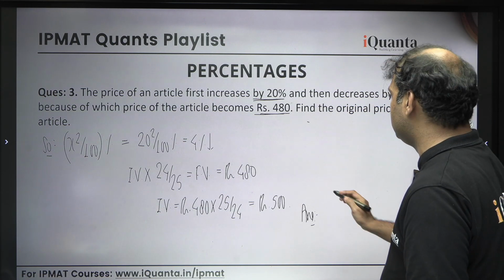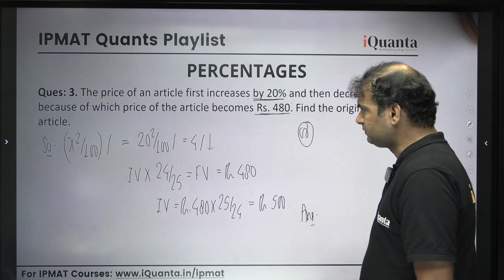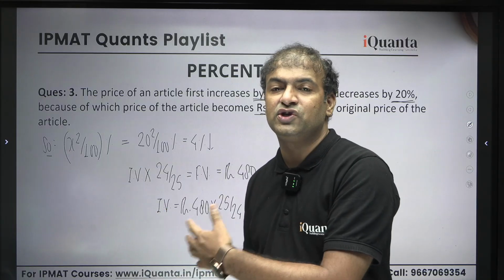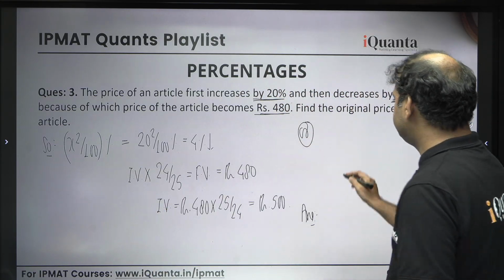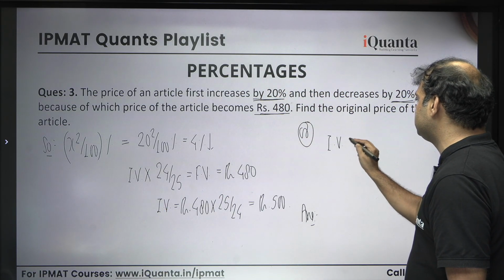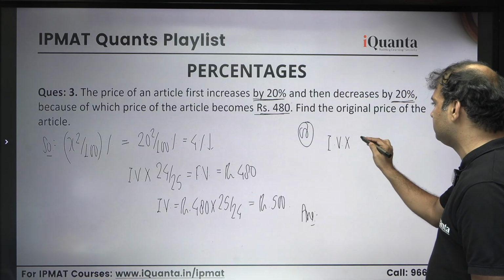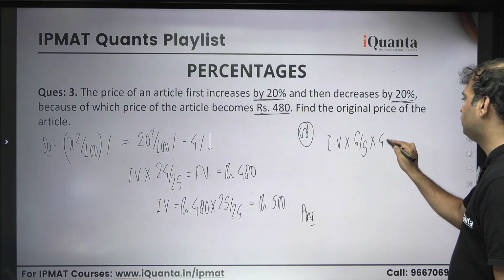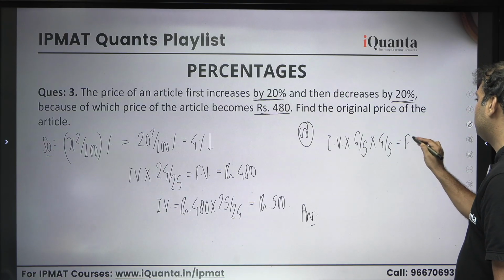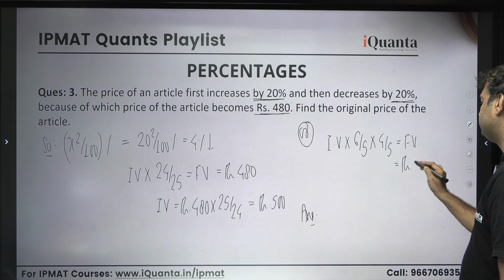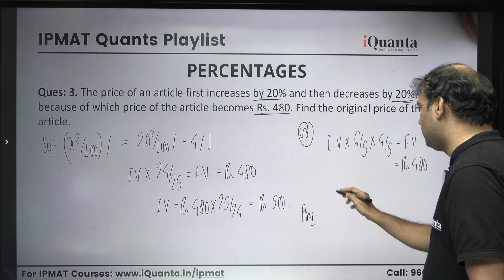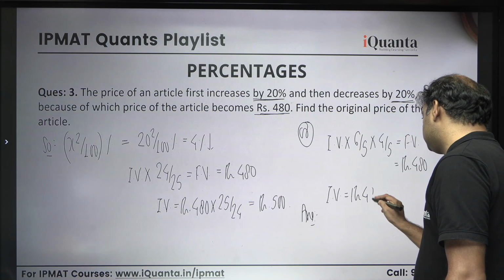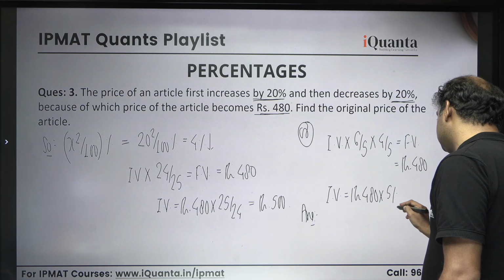If guys you don't want to use this, we can use the multiplication factor of successive series as well over here, right? See, first increasing by 20%, we can say the multiplication factor is 6 by 5. Then decreasing by 20%, we can say it is 4 by 5. It should give the final value, which is given to us, rupees 480. So this is also how we can solve this question. We can say initial value is rupees 480 into 5 by 6 into 5 by 4.